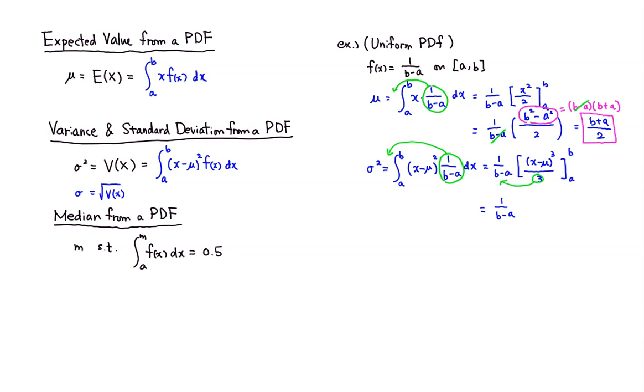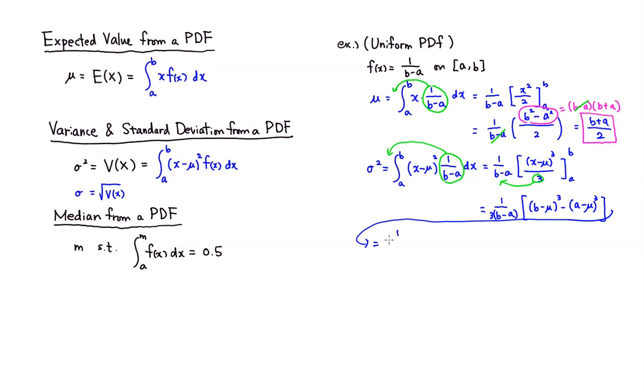So I'm going to just put 3 right here, right? Then we plug in b, so you have b minus mu cubed minus a minus mu cubed. All right. So let's start putting stuff in. I'm going to actually try to go here so that we have more room.